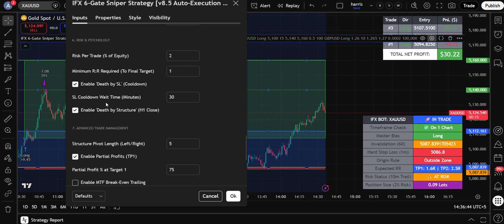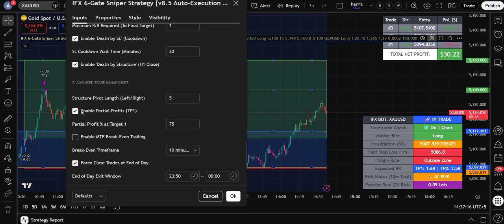And this is enabled by structure. If we have a close below the invalidation level on the 1H or any time frame, we can change that below. I will show you that. If we enable this, once it closes below the invalidation point, it will stop trading. If we disable this, what happens? Whenever the price comes back, regardless if the 1H candle is closed inside the zone or not, it will start placing trades. But I use this, guys, because I don't want to get caught in the fake out of volatility. So enable profits TP1 if you want profits at TP1.